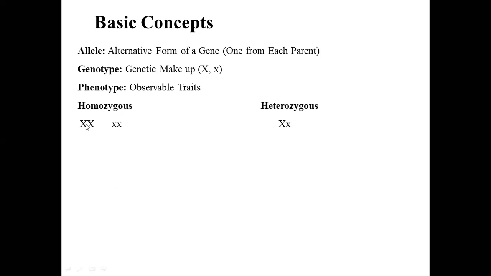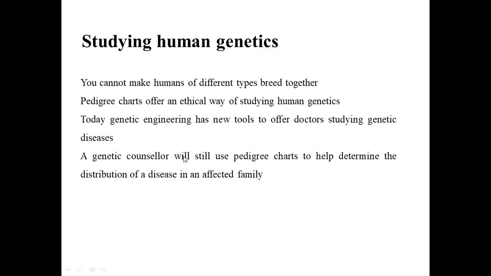Homozygous and heterozygous. In homozygous, both of the alleles, or both of the traits, will be the same, like two capital X or two small x. However, in heterozygous there will be one capital and one small one. So we will have to study which one is the dominant one and which one is the recessive one and all this.